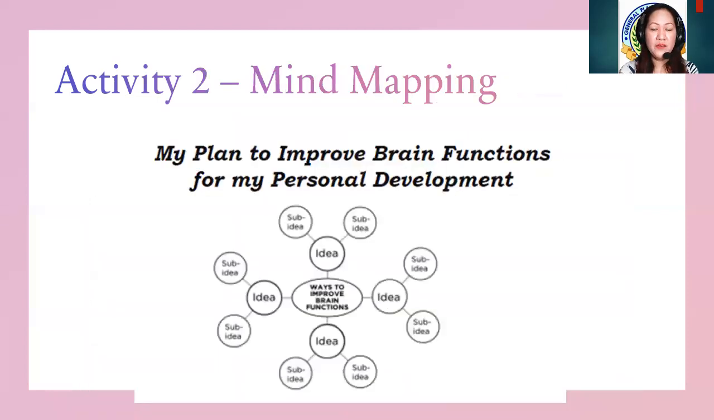Okay, so moving on. For activity number 2 naman, sabi ko nga sa inyo, yung brainstorming. We are using yung brain mapping or yung mind mapping na tinatawag. So, I want you to accomplish this one: my plan to improve brain functions for my personal development. So, pag gumawa kayo ng mind mapping, meron kayong main idea. Ito yung ways to improve brain functions. Tapos, ano yung first 4 ideas regarding that. Tapos yung lahat ng idea na yon pwede nyo yung lagyan pa ng mga sub-idea, for you to really illustrate yung plan mo in improving your brain functions.